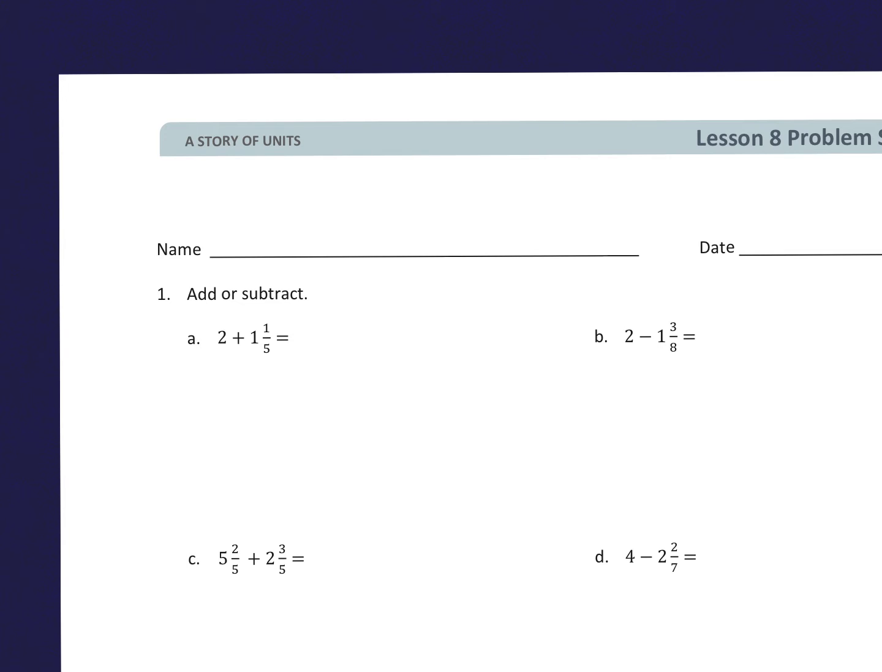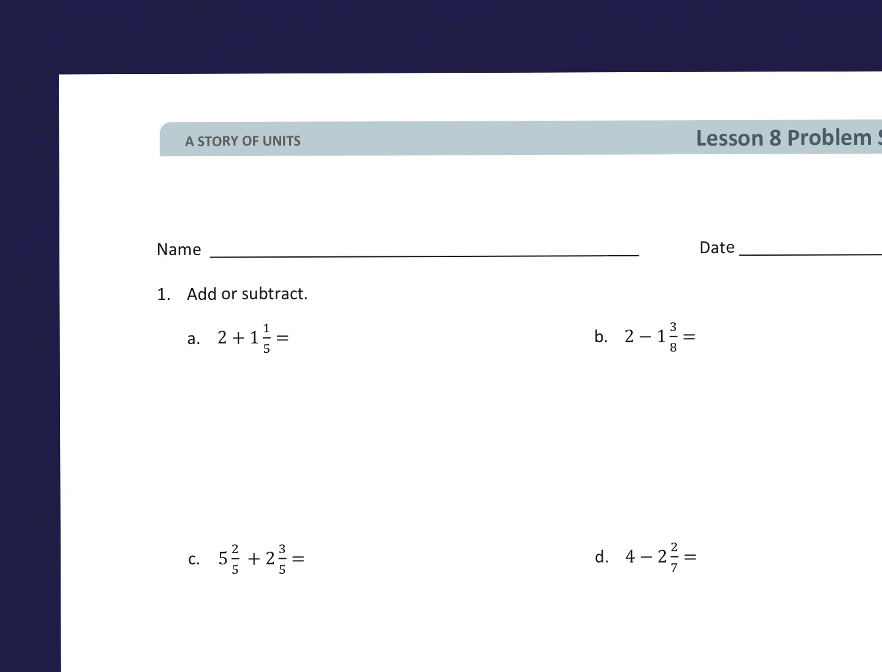So we're looking right here. What does it say? Add or subtract. So what do we notice here? First is that we've got a whole number and a mixed number. Now, when we want to add or subtract anything to do with fractions, we need to make sure that the units are the same. So how do we make sure the units are the same?